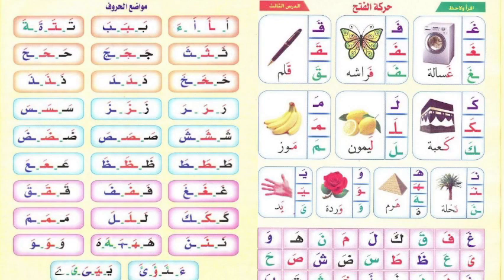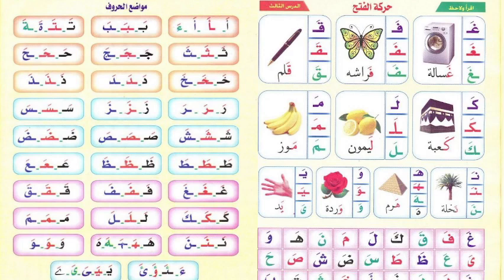And now we have fa fil bidaya, fa fil wasat, fa fil nihaya, ja fil bidaya, ja fil wasat, ja fil nihaya, ha fil bidaya, ha fil wasat, ha fil nihaya, till where it ends. You can check, go to the second to the last line, where we have ha fil bidaya, the second box on the second to the last line.